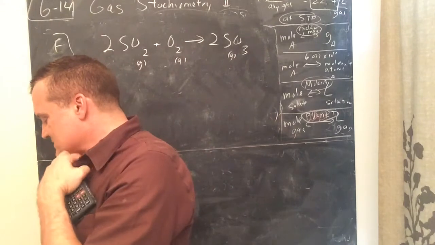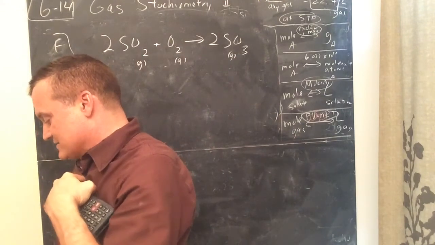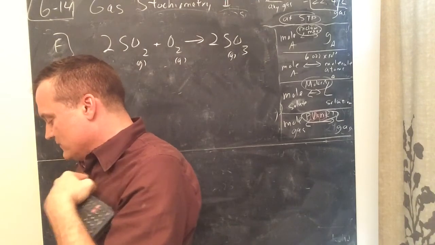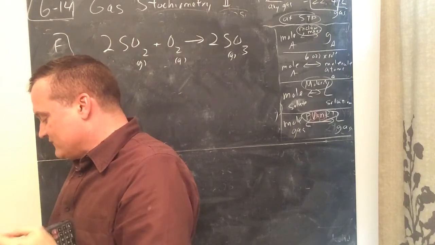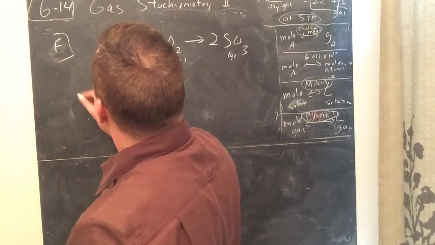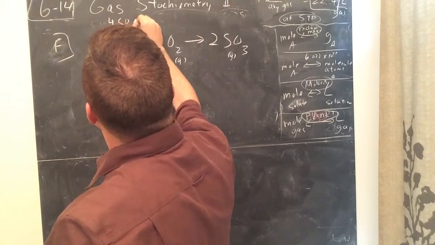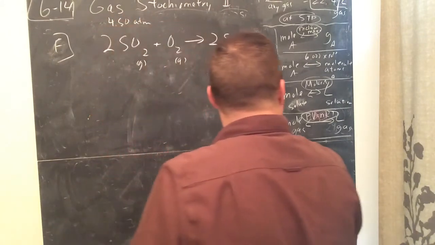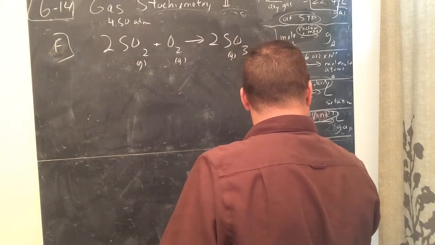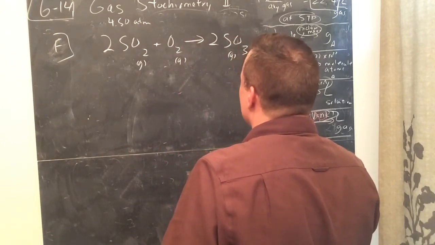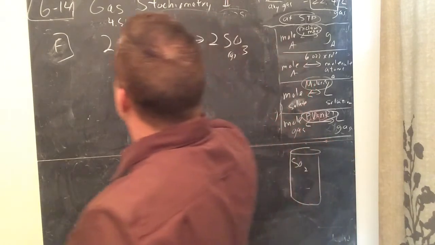Okay, this one says oxygen and sulfur dioxide are contained in a flask. Okay, so it has a rigid container. The sulfur dioxide has a partial pressure of 4.50 atmospheres. So sulfur dioxide in a flask. Maybe I'll draw a little. Well, this is not really a flask, it's like a container, but oh well. It could be a flask as well. All right, so you have SO2, and its pressure is 4.50.